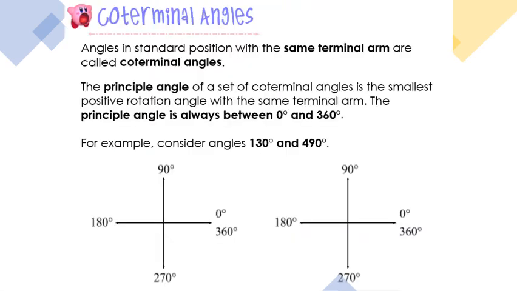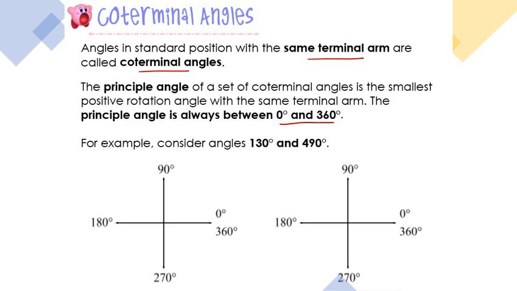Co-terminal angles. Angles in standard position with the same terminal arm are what we call co-terminal angles. The principal angle of a set of co-terminal angles is the smallest positive rotation angle with the same terminal arm. The principal angle is always in between 0 and 360 degrees.